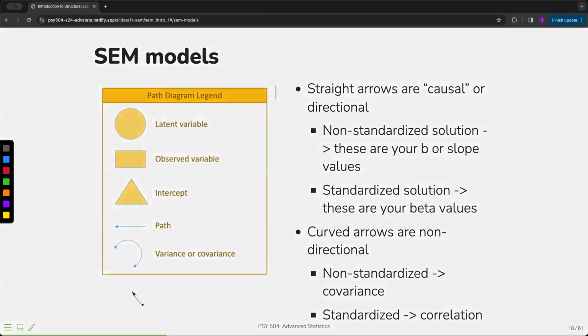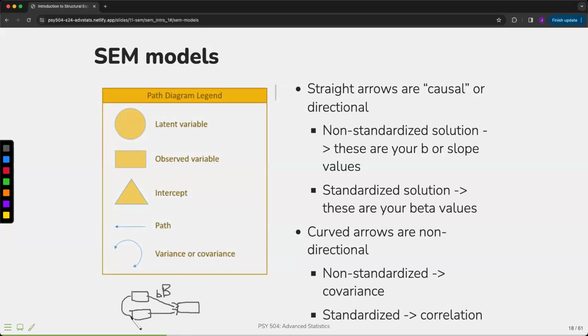So in a path model here, we have measured variables denoted by these squares. So what do these arrows represent actually? These arrows that I'm drawing here are actually our regression coefficients. So these are our B weights if we're talking about a non-standardized solution. But if we're talking about a standardized solution, we're talking about the beta. So big B here, that's what these paths represent essentially, regression coefficients.